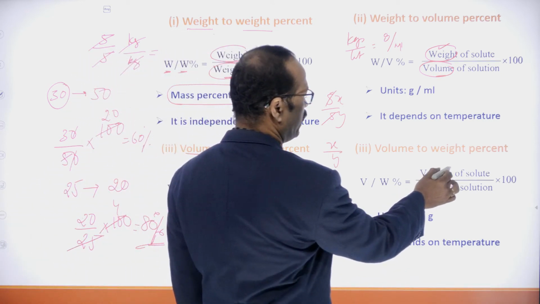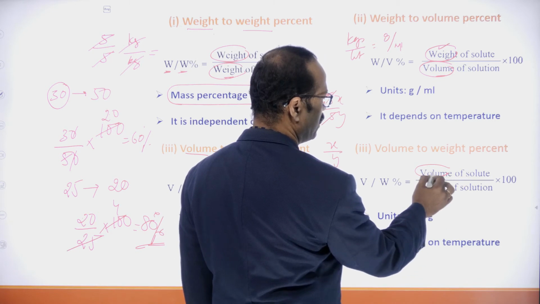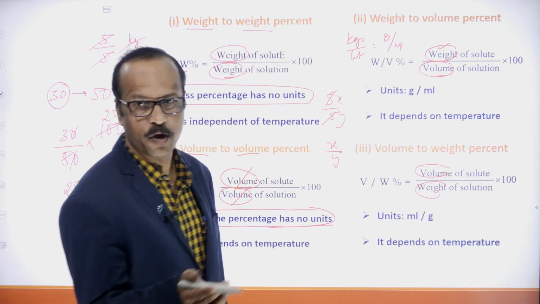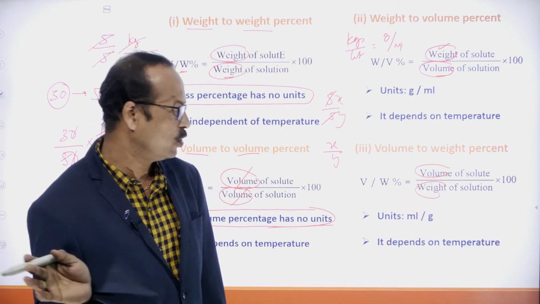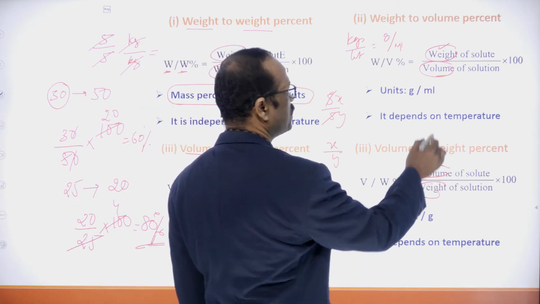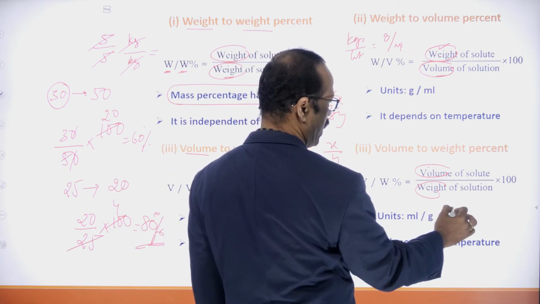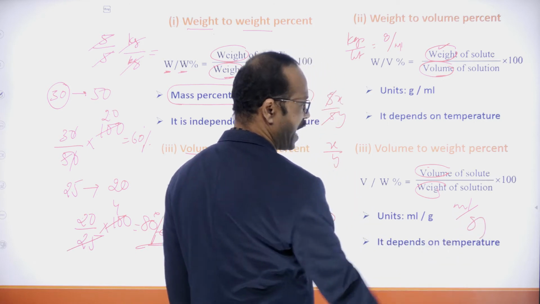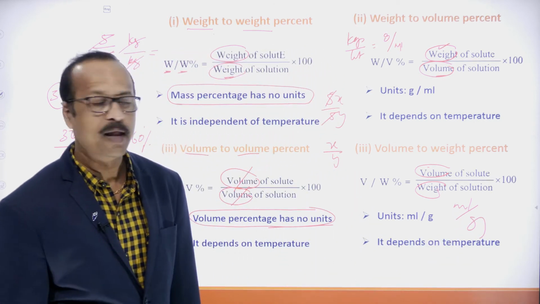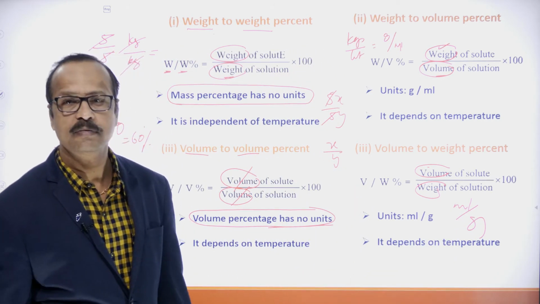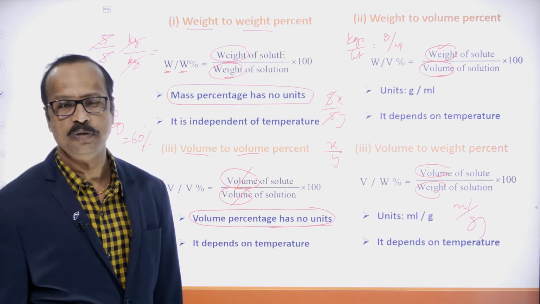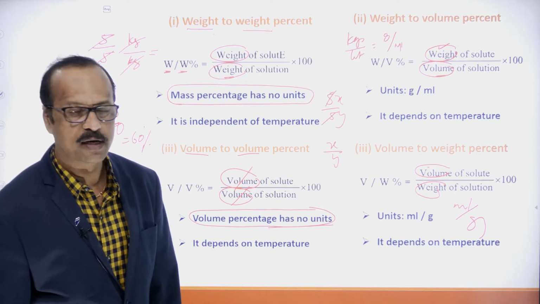Similarly, volume by weight. Volume is here, weight is here. Are these both the same? No. Can you cancel? No. So now volume is expressed in what? ml. And weight is expressed in what? Grams. So ml by grams. Those are the units. Very easy to learn this one.